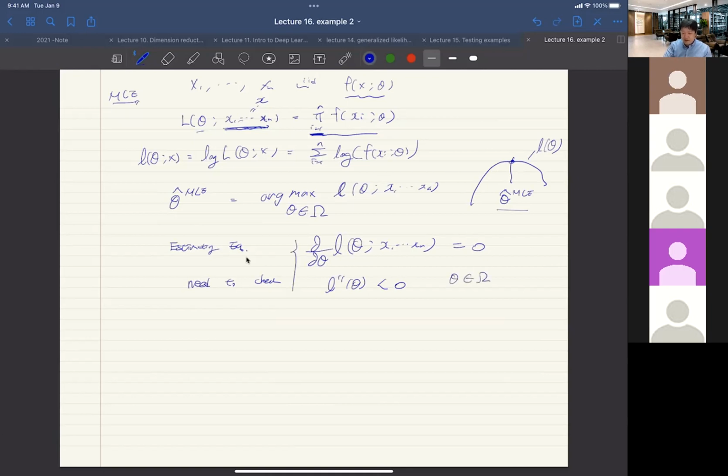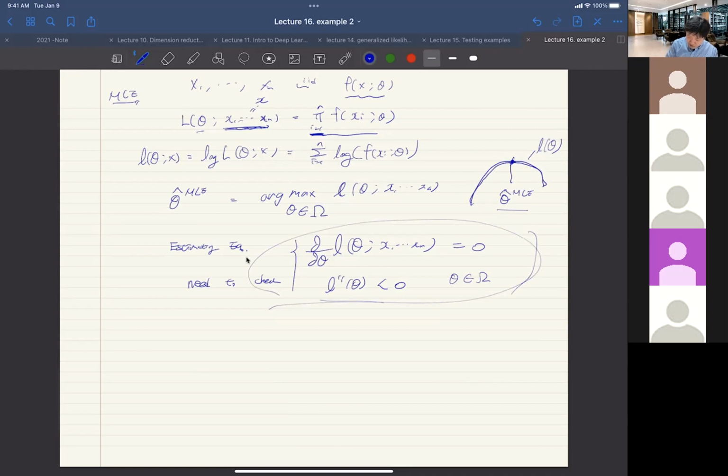In many cases you can find this MLE by checking these two conditions, but often the likelihood function doesn't satisfy this, or you cannot find the second derivative. So this is the basic part, and if you cannot do that, just consider what the likelihood function looks like. You can find the maximum by looking at L of theta.